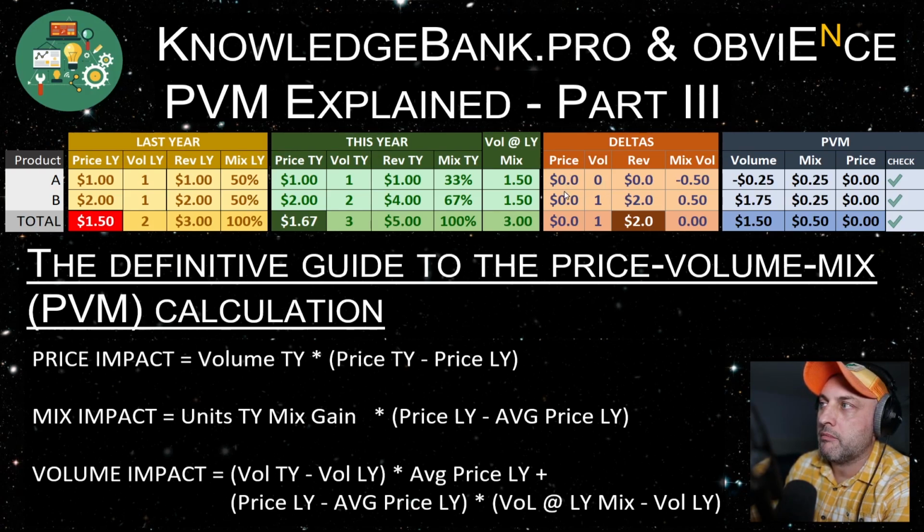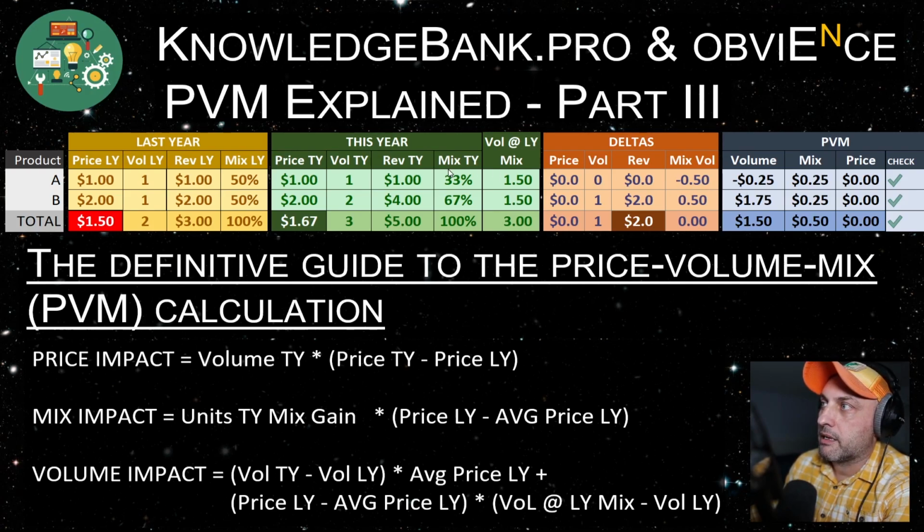In the price column, I see the difference in price. In my case, price didn't change, so it's 0. Volume difference: nothing's changed for product A, but we gained 1 in product B. We see the difference in price, so this is the variance in revenue. And in this column, we calculate the variance between the volume at last year mix and volume this year. I call it a volume gain, right? So this year's gain from volume gain.